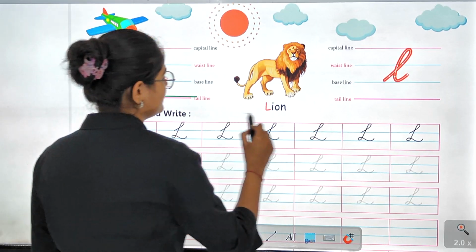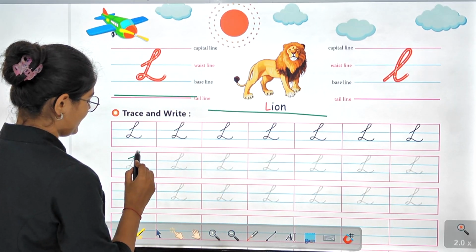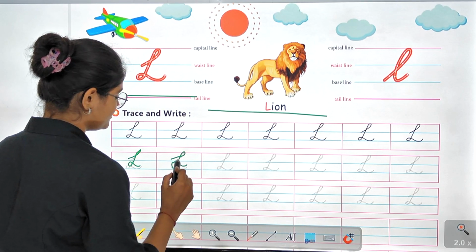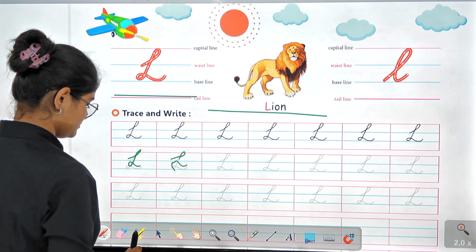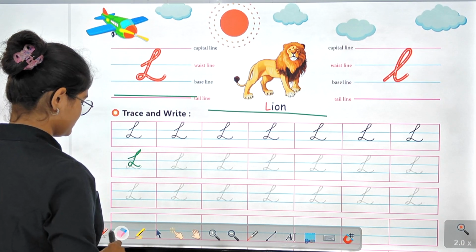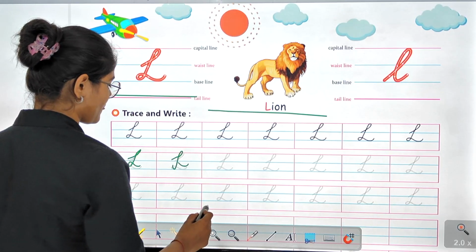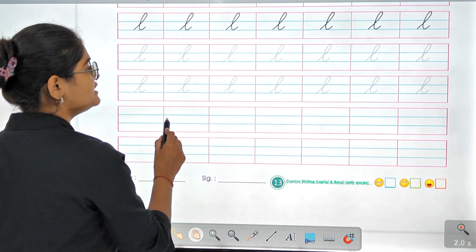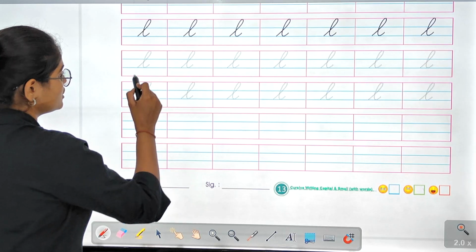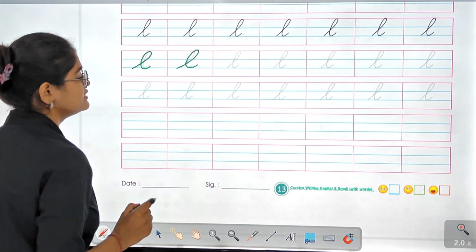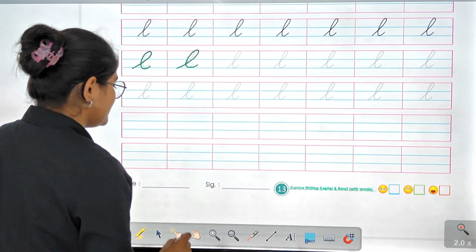L for lion. Moving ahead to the small one. Simply we are going to follow the dotted pattern. L for lion. Moving to the next alphabet.